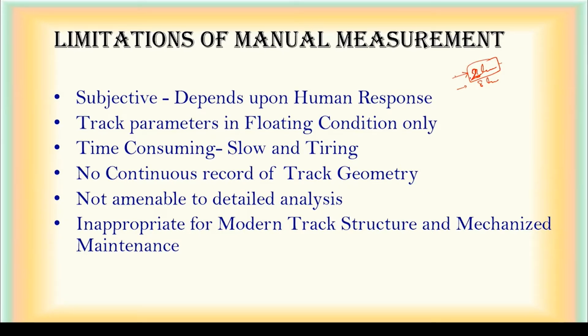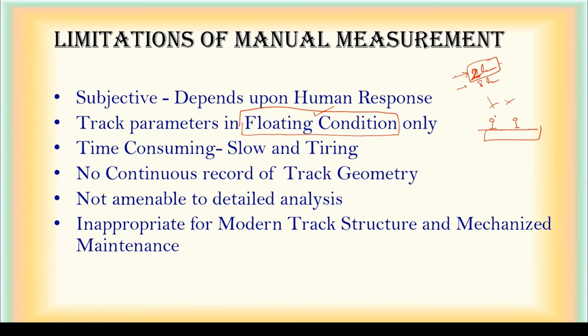Even if the same person does a foot plate inspection 2 times or 3 times, his observation may differ depending upon his keenness, his alertness, and what sort of mind he is in. So that is subjective. Under manual measurement, whatever parameter we measure, we measure in floating condition only. What do you mean by floating condition? Can someone tell me? Without loading condition. Without any load. Track is simply laid, with nothing on top.